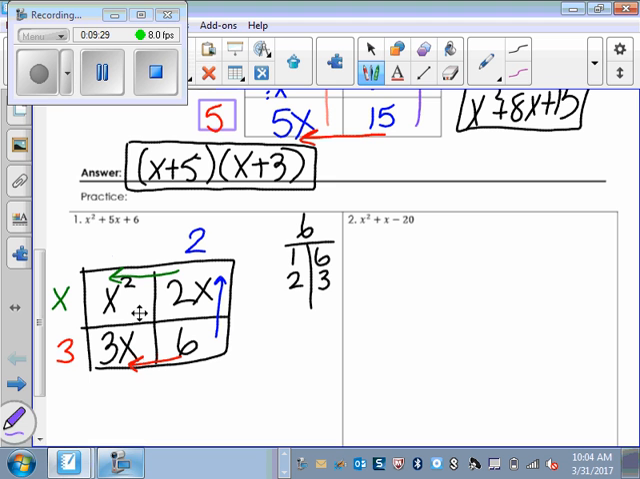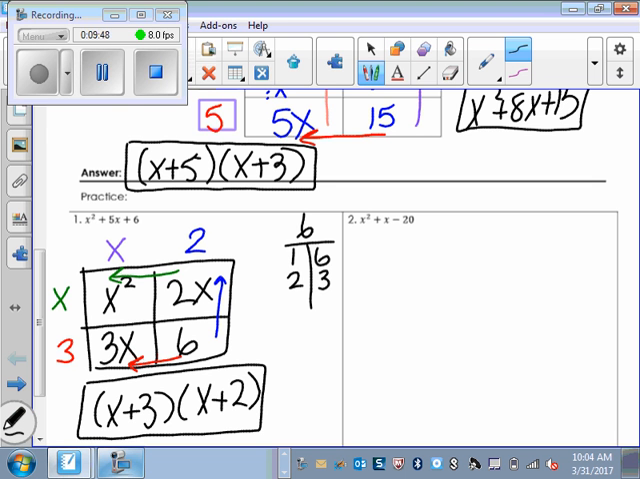And they both share at least an x. So I have my factors on the outside, and all I've got to do is write it in this format. So x plus 3 is my first factor, and then I have x plus 2. This is your final answer.